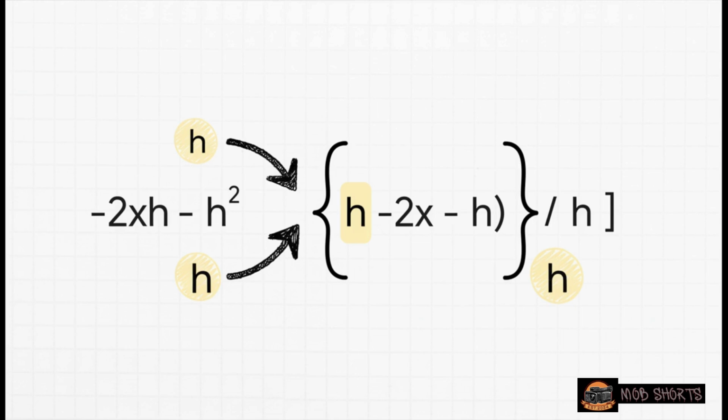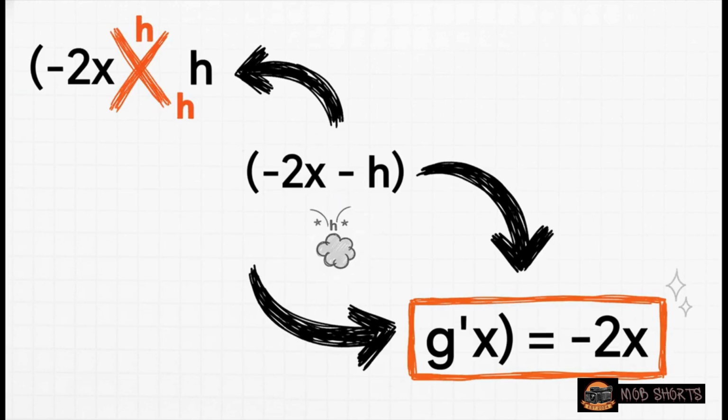This is the whole reason we do this step. It lets us set up that all-important cancellation. With the h factored out, the h on top cancels with the h on the bottom. Now, finally, we can apply the limit. We just let that remaining h inside the brackets turn to 0, and bam! What's left? Our derivative, minus 2x. The recipe holds up, even for a curve.